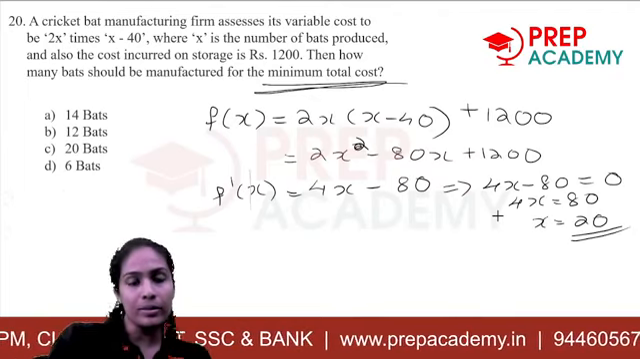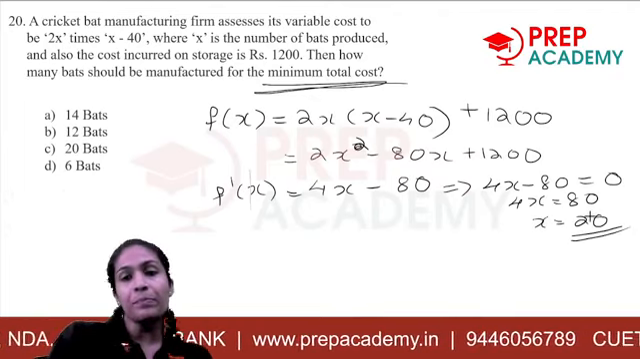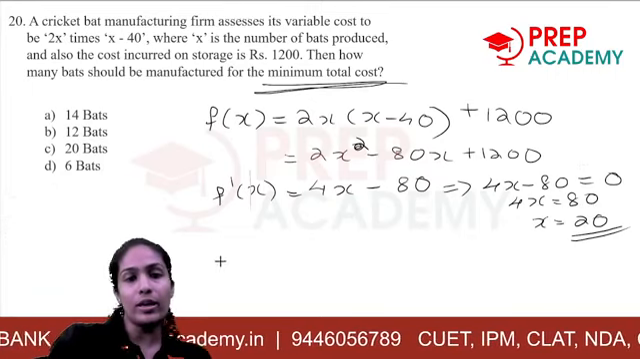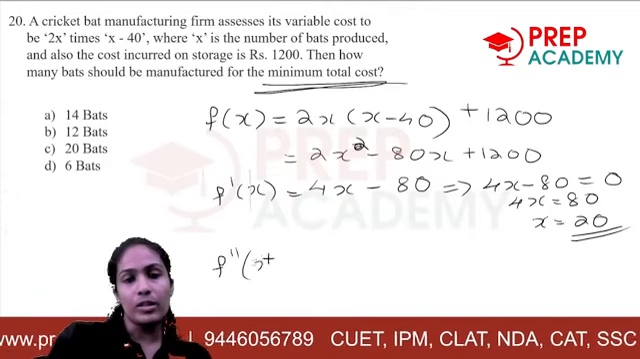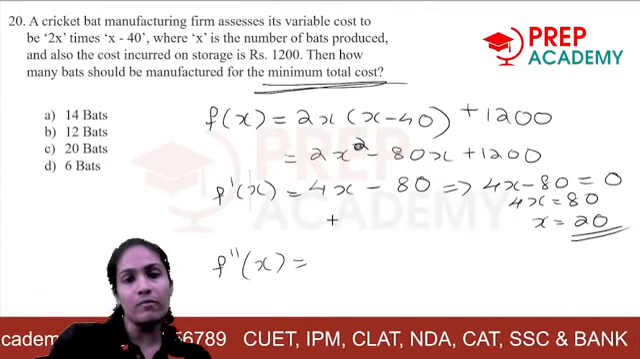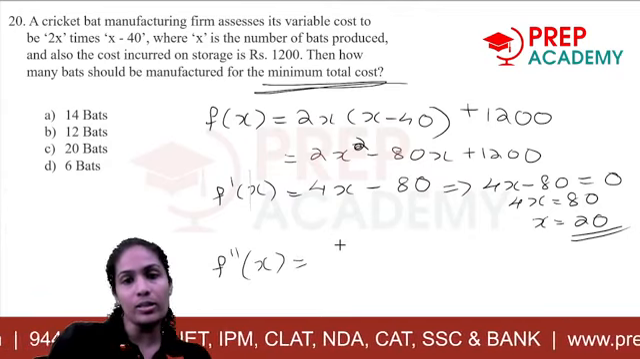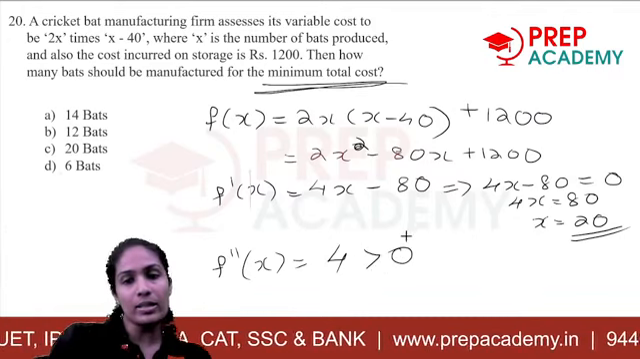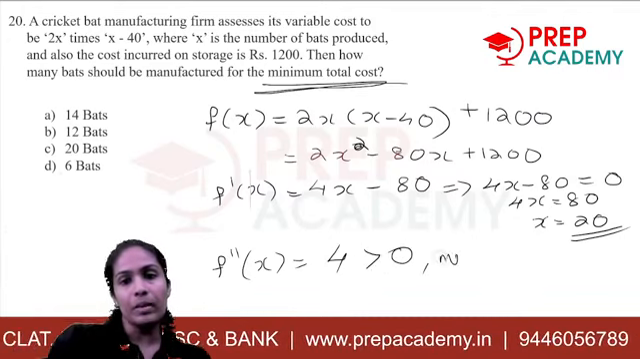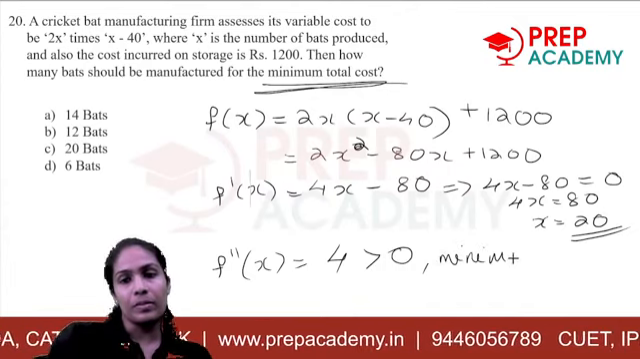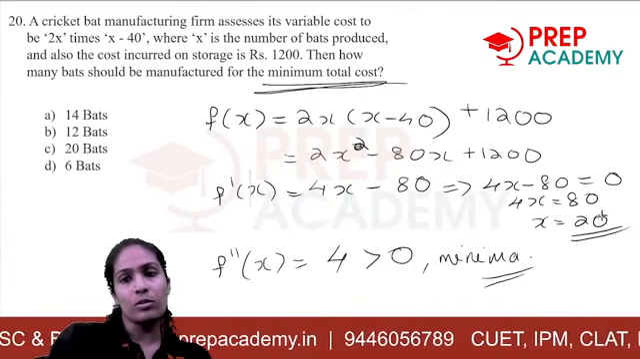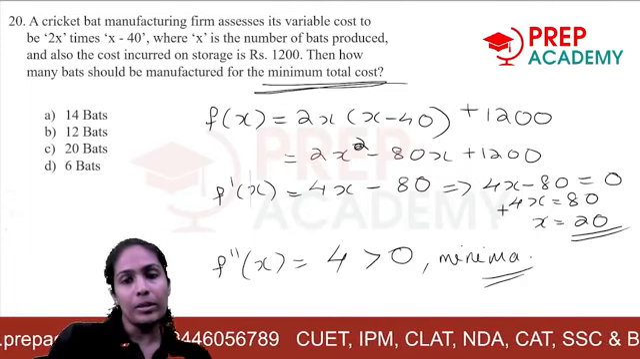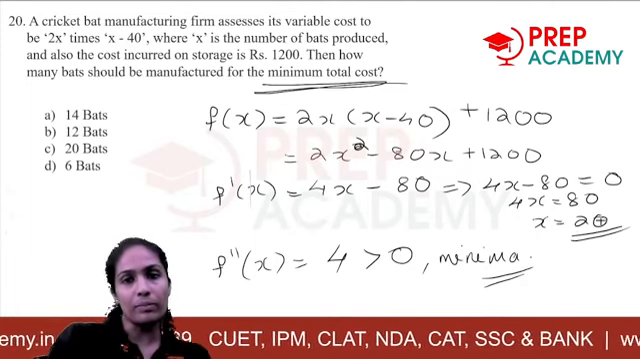Now our next step is to check whether the function has a minimum at this critical point. For that, find the second derivative. The second derivative is: differentiate the first derivative again. Derivative of 4x is 4, which is greater than 0. If the second derivative is greater than 0, then it is the minima. So this critical point 20 is the minima point, also known as local minima.